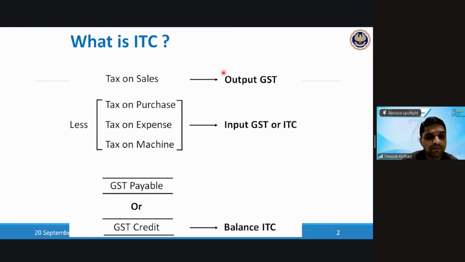सर, एक डाउट है, अगर सप्लायर क्रेडिट नोट इश्यू करता है और रिसिपेंट को आईटीसी रिवर्स करना पड़ेगा, तो क्या कोई इंटरेस्ट भी देना पड़ेगा?